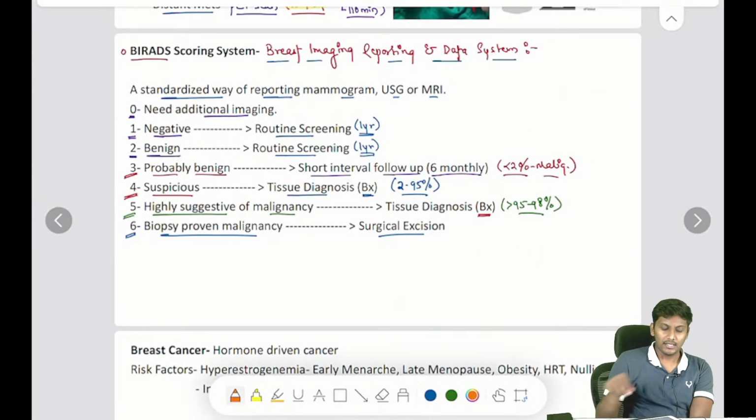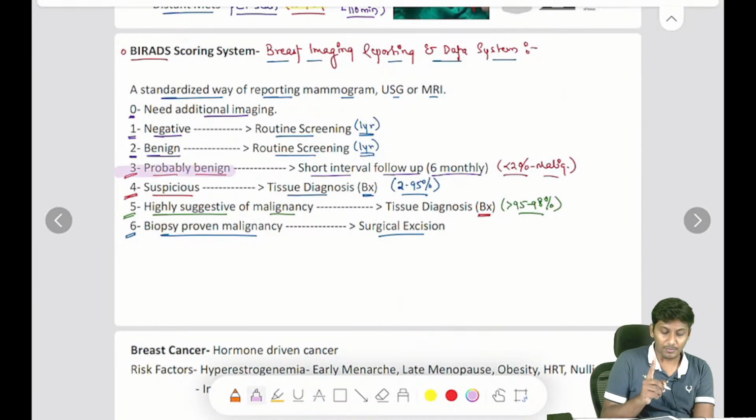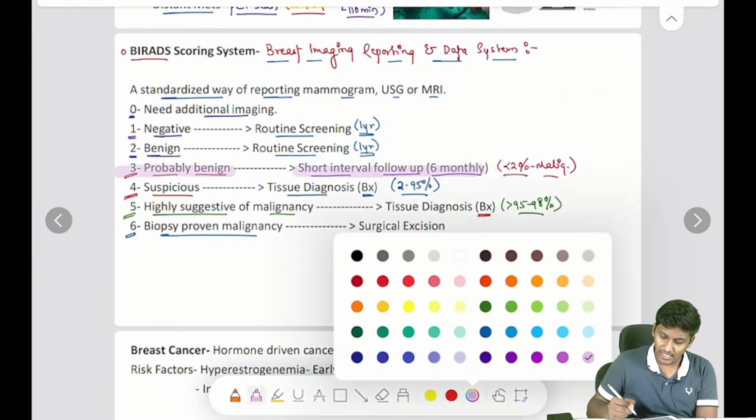बच्चों, you have to remember, याद रख लो कौन से याद रखने लायक है. They are definitely BI-RADS 3 because it is probably benign. What should be done over here? Short interval follow-up every 6 months we have to do.